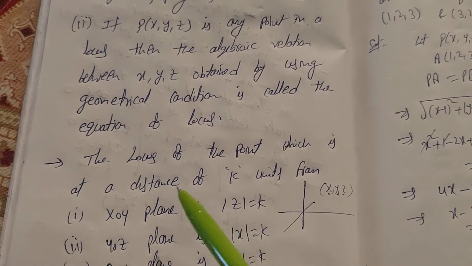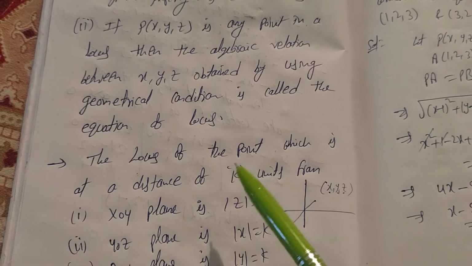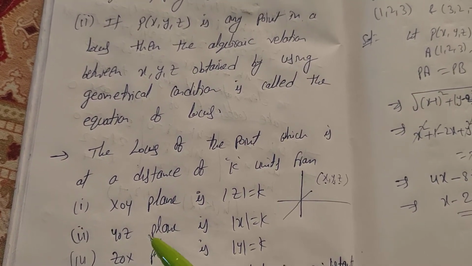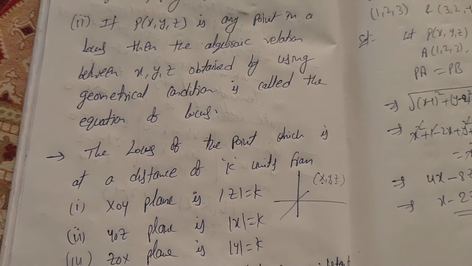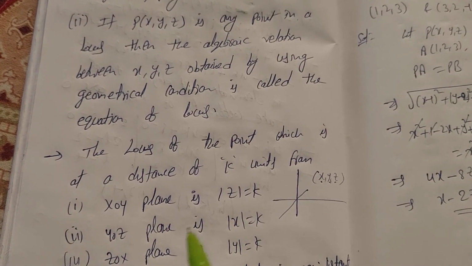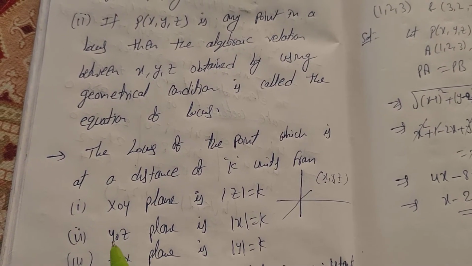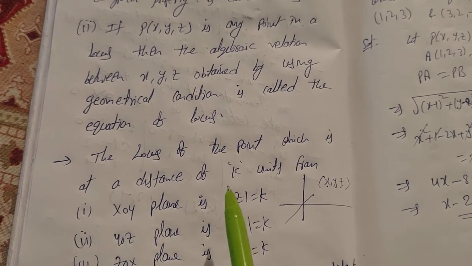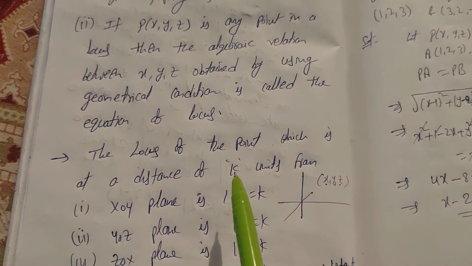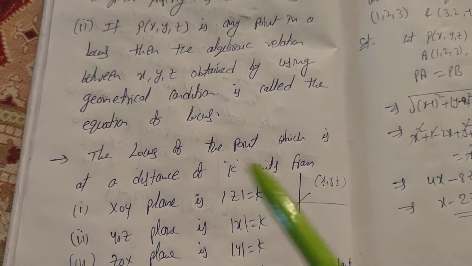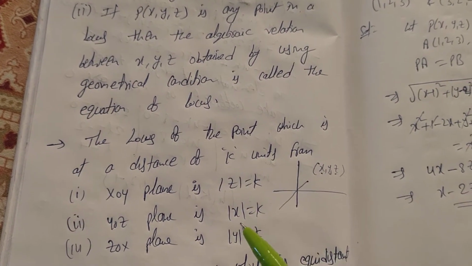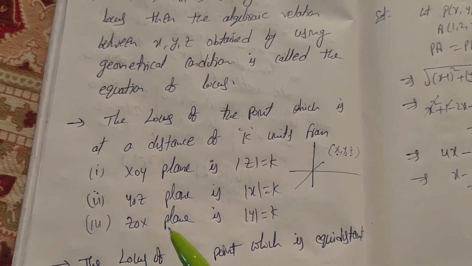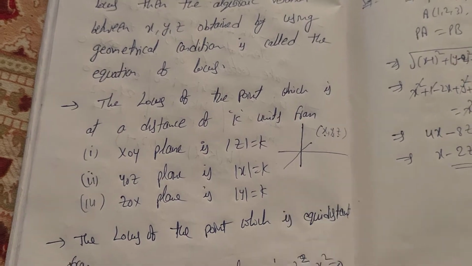Okay, next one: the locus of the point which is at a distance of k units from the yz plane. The point is at a distance of k units from the yz plane, so x is equal to k, but that x may be positive or negative, so we have to write mod x is equal to k. And similarly, the zx plane is nothing but mod y is equal to k.